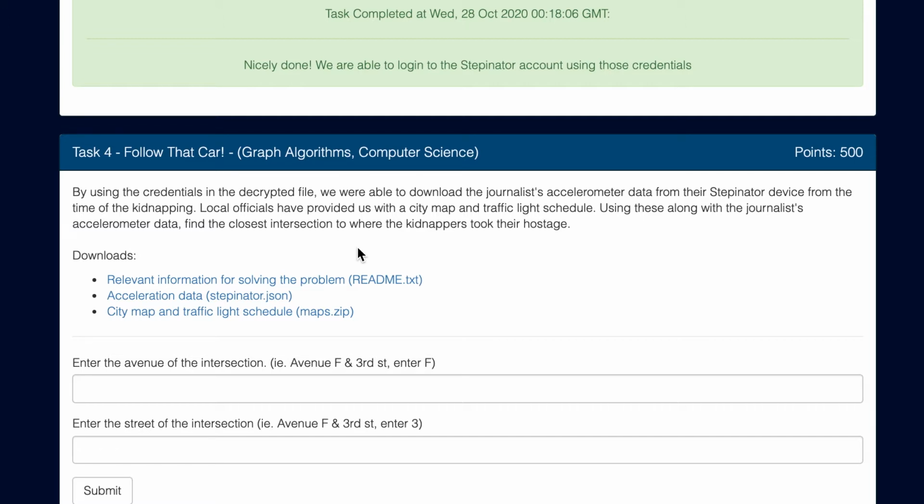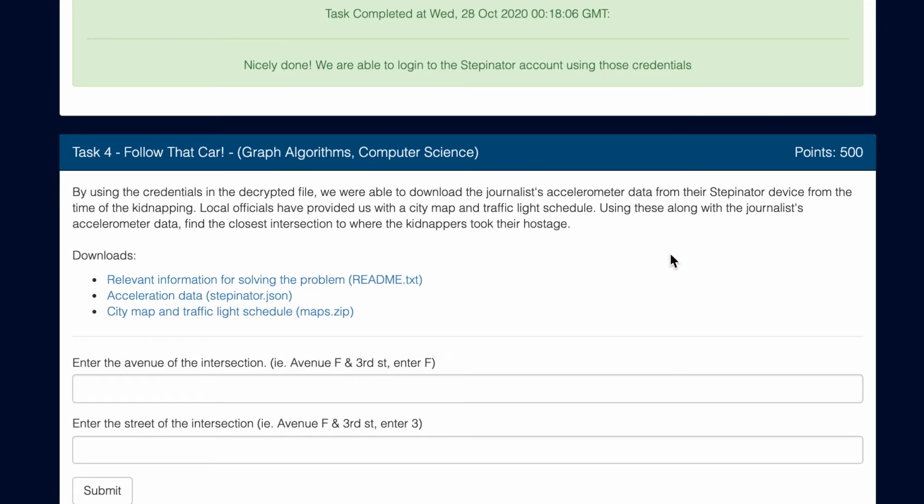Now, similar to last year's challenge, the difficulty really starts to ramp up almost immediately at Task 4. They would expect that some people would be able to complete the first couple of challenges fairly easily with a little bit of introductory experience. But when you get into Task 4, you're going to find that it is actually very difficult to figure out unless you have a little bit of knowledge about, as they mention here, graph algorithms and basic computer science.